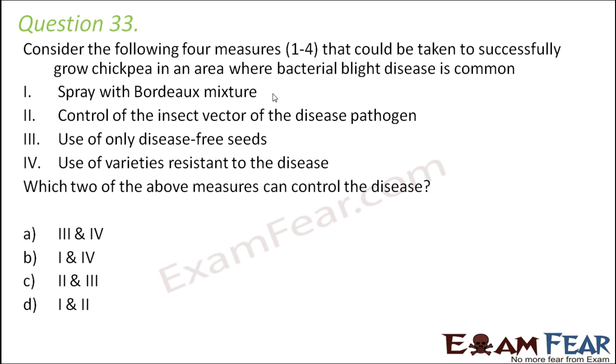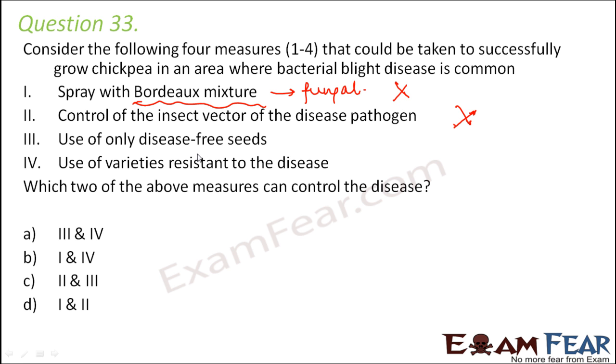So in this case, first option is spray with Bordeaux mixture. Well, Bordeaux mixture is useful for fungal diseases and not for bacterial diseases. So this would not be a good way. Second one is control of insect vector of the disease pathogen. Now for this particular disease, that is the bacterial blight disease, no insect vector has been reported as such. So therefore this point is also not valid.